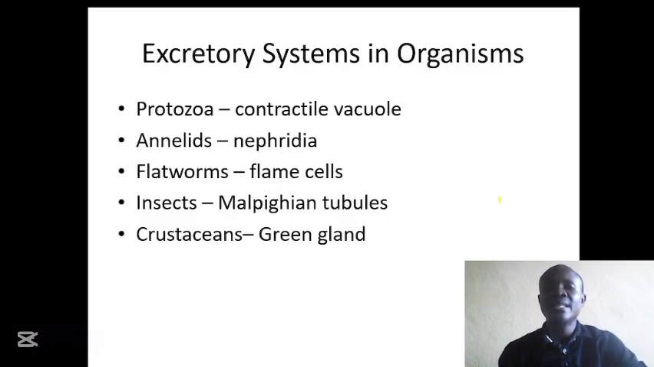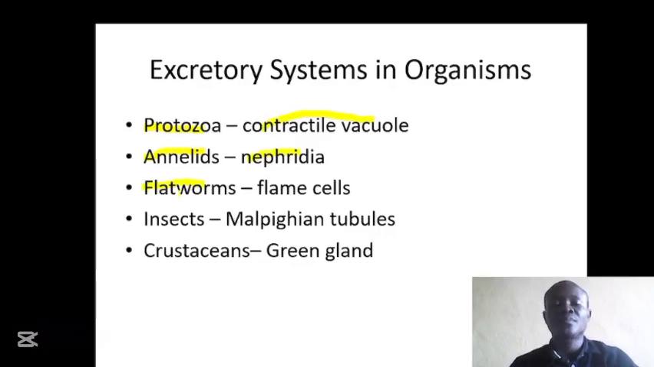Next on our slide is the excretory system in organisms. In this case, we just have to name the organism and its excretory organ, nothing more than that. We start with protozoans. Examples are amoeba, paramecium, euglena, etc. They use their contractile vacuole for excretion. And we have annelids like earthworm. They use nephridia for excretion.